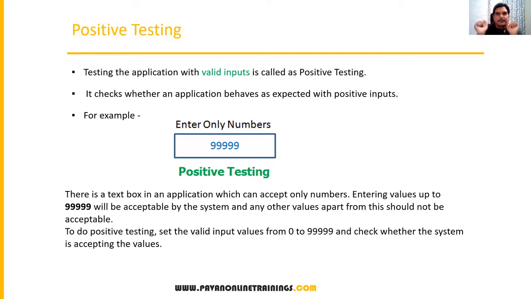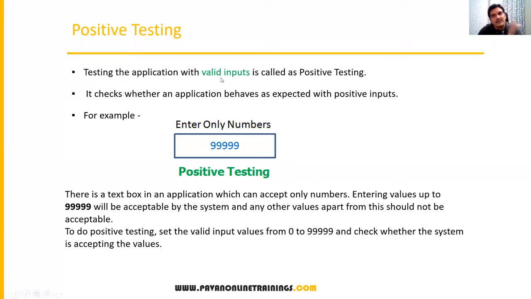So for example, let us take a small text box and my requirement is the text box allows only numbers. The text box allowed only numbers. So if I provide only numbers into the text box, it should allow. That is a positive testing. From 0 to 9999, you can enter any number in this text box. So it should accept. This is positive testing because we provided the positive input to the application.